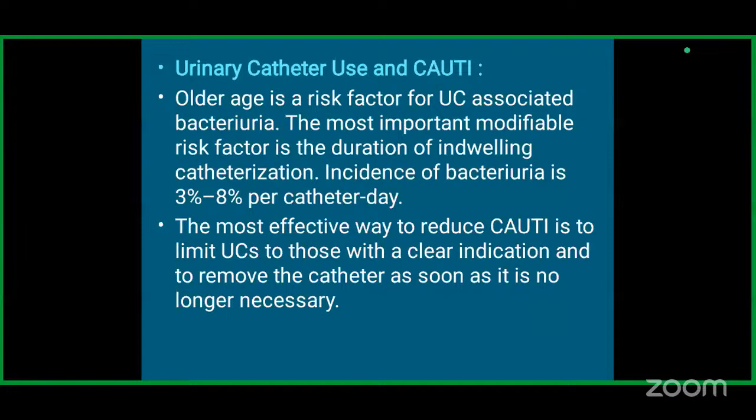What I want to highlight in infection is urinary catheter use and catheter-associated urinary tract infection, as it's one of the never events. Older age is a risk factor for urinary catheter-associated bacteriuria, and the most important modifiable risk factor is the duration of indwelling catheterization. The incidence of bacteriuria is 3 to 8 percent per catheter day. The most effective way to reduce catheter-associated urinary tract infection is to limit urinary catheter use to those with a clear indication and to remove the catheter as soon as it's no longer necessary.